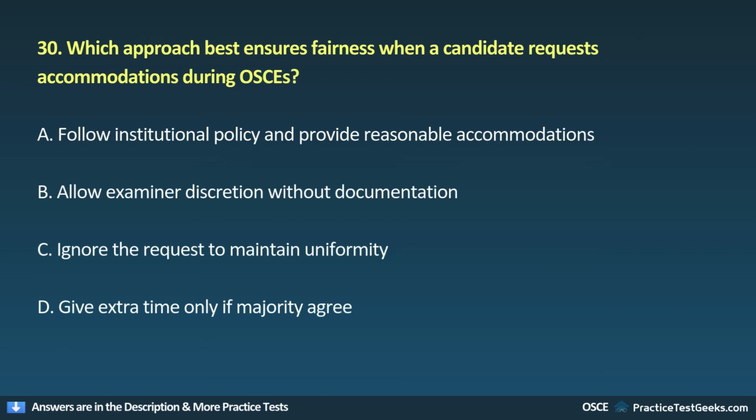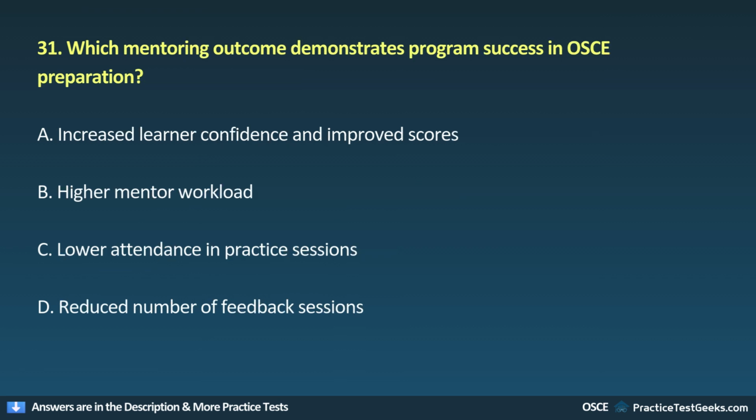30. Which approach best ensures fairness when a candidate requests accommodations during OSCEs? A. Follow institutional policy and provide reasonable accommodations. B. Allow examiner discretion without documentation. C. Ignore the request to maintain uniformity. D. Give extra time only if majority agree.